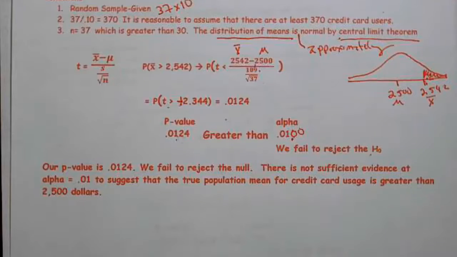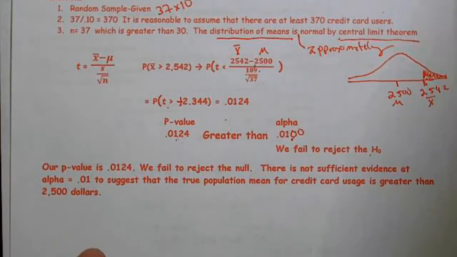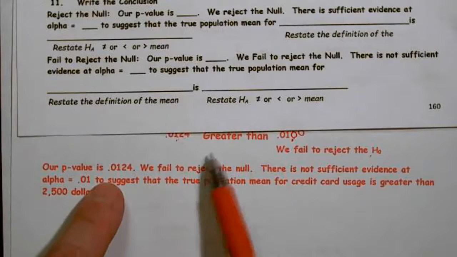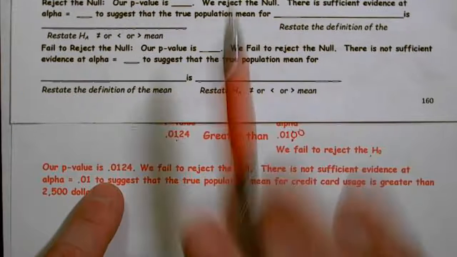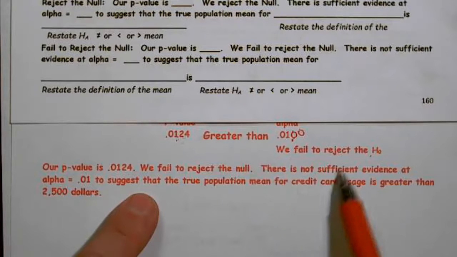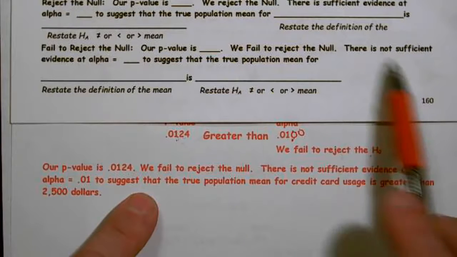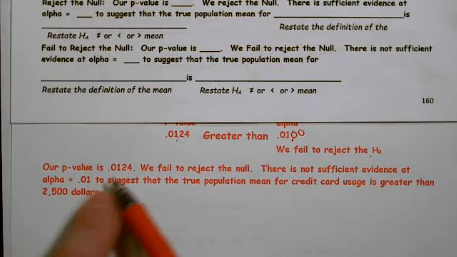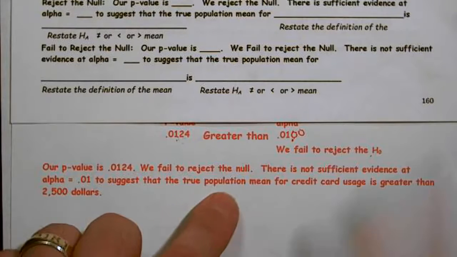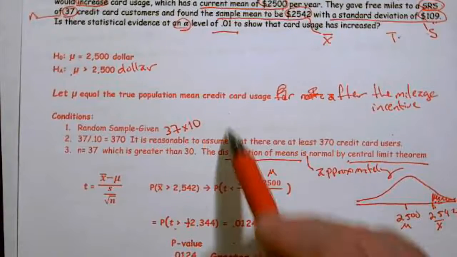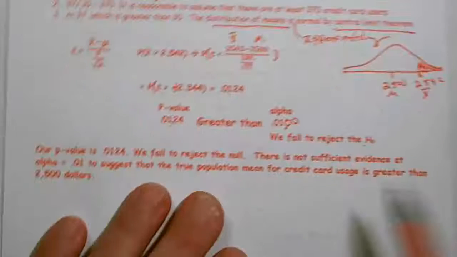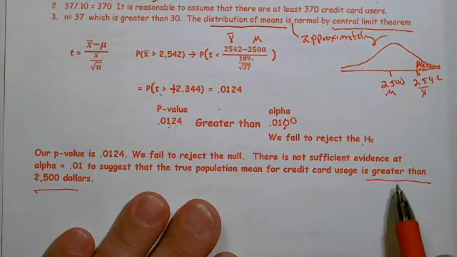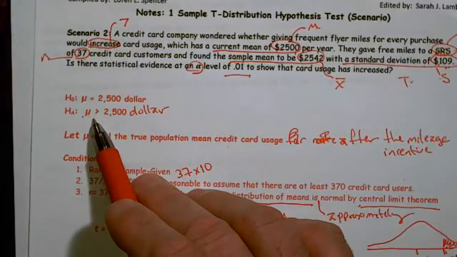And then we're going to use our template at the bottom of our recipe. Our p-value is, well, what did we calculate? We calculated 0.0124. What was our decision? We failed to reject the null. Why? There is not sufficient evidence at alpha equal to 0.01 this time, so make sure we make that change, to suggest that the true population mean for credit card usage, and please note, this part always comes from the alternative, because what does this say in words? This says is greater than $2,500.